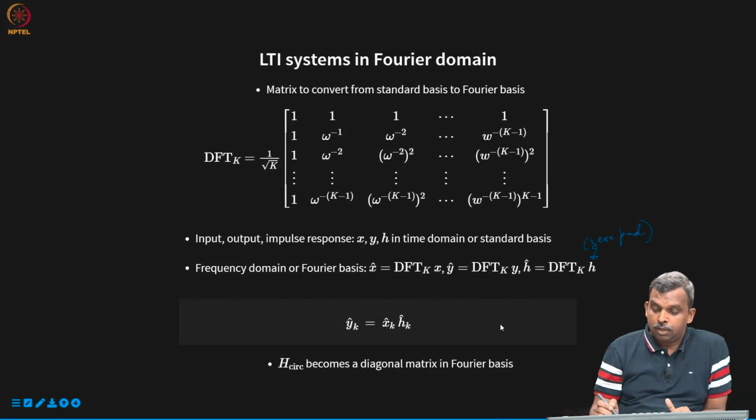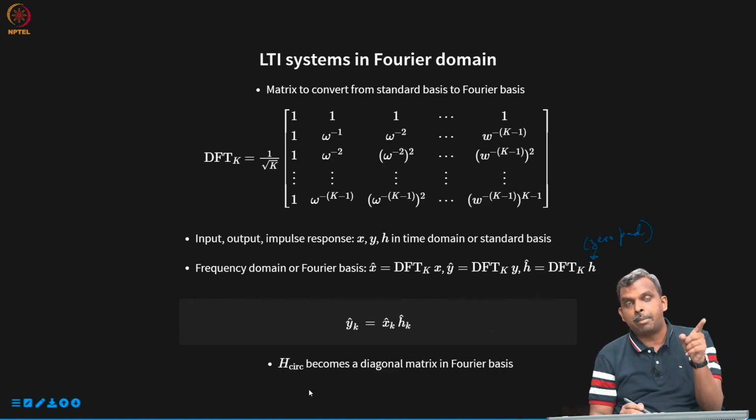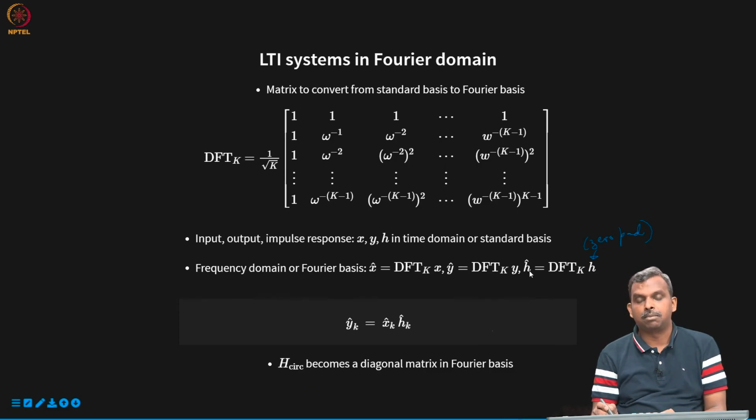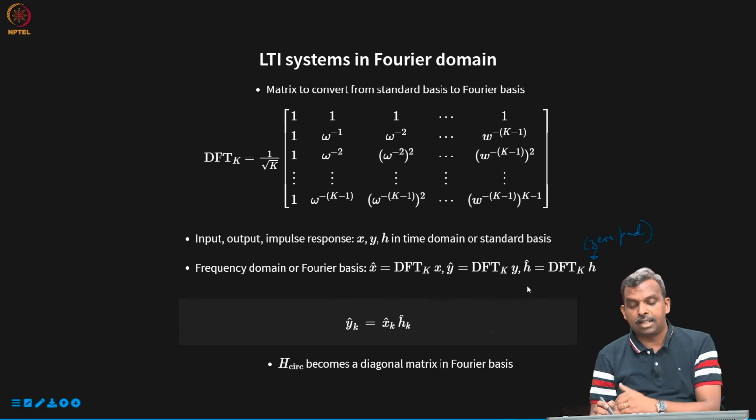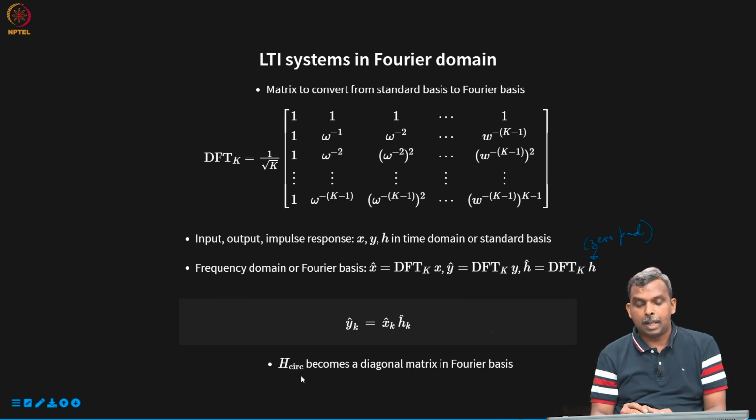Once you do that, what will happen in the Fourier domain? In the Fourier domain, the circulant matrix becomes a diagonal matrix. What occurs on the diagonal? The lambda k. What is lambda k? It's nothing but h hat. So h hat 1 to h hat k will occur on the diagonal for this h circulant. And you see y hat k is x hat k into h hat k. So h circulant is diagonalizable. It has a full linearly independent set of eigenvectors, and that gives rise to this whole Fourier domain or frequency domain business of studying LTI systems.